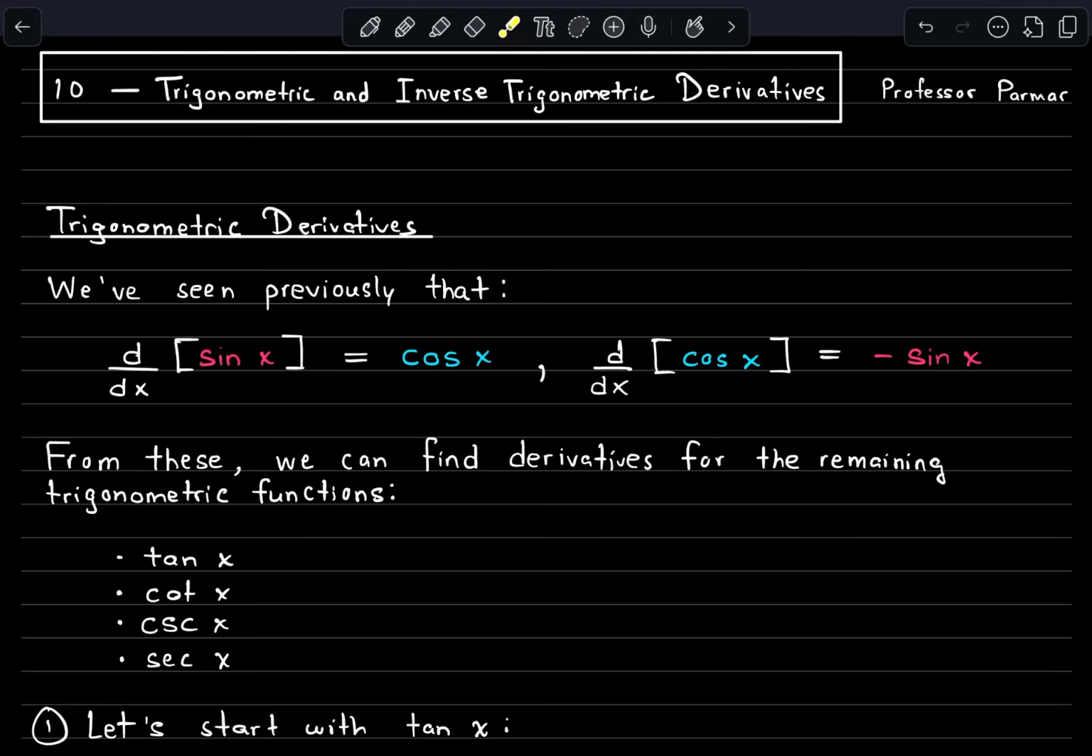Welcome back. This is Calculus 1, Lecture 10, Trigonometric and Inverse Trigonometric Derivatives.